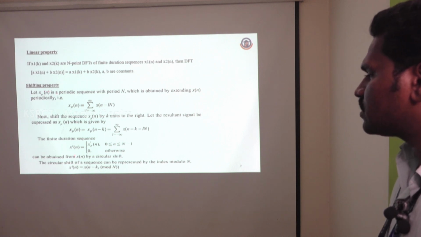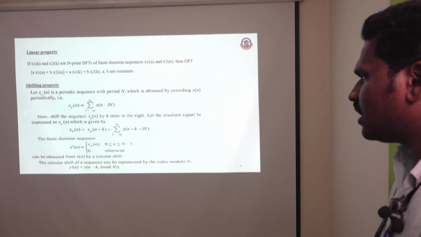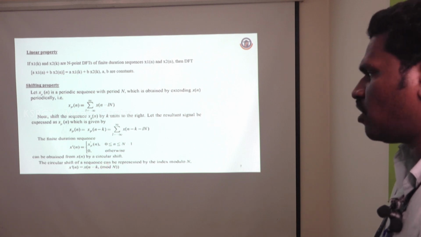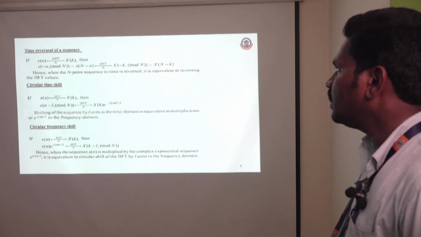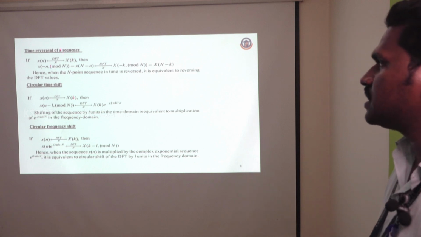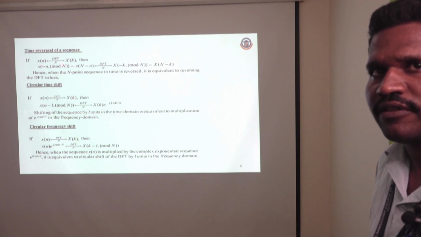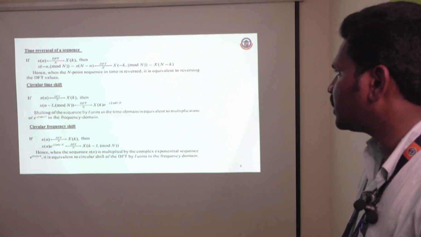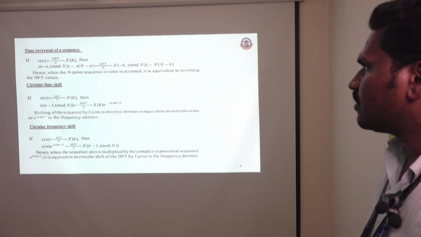Another one is the circular shift, that is x of (n minus k) modulo N, the modulo operation of N. The next one is the time reversal property. How can we say that it is a time reversal? As we know, x of n, you can take a DFT and get X of k, and this is called the time reversal property. Here x of (minus n) modulo N is equal to x of N minus n.